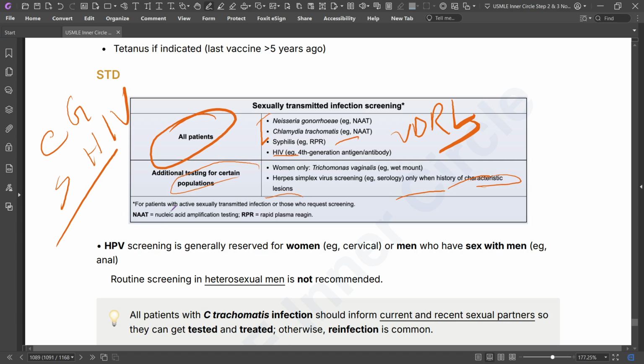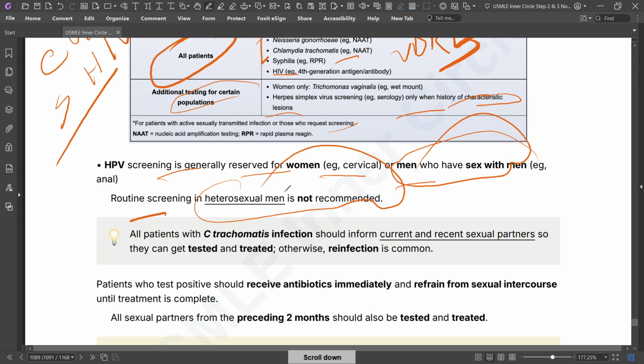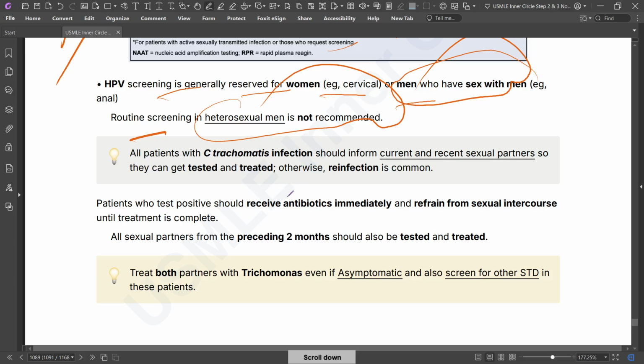For patients with active sexually transmitted infection who are low risk, HPV screening is reserved for women or men who have sex with men. Routine anal screening in heterosexual men is not common.